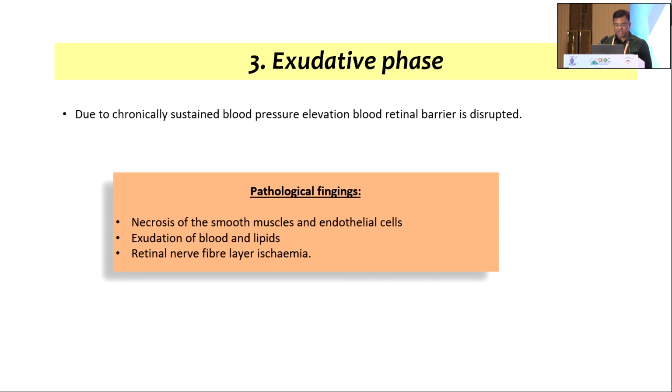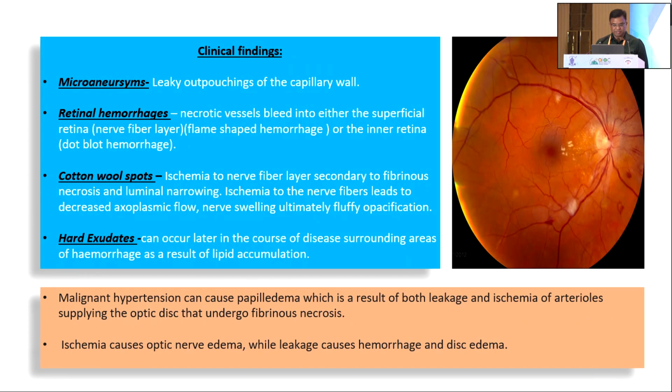Then we have the exudative phase, which occurs due to chronically sustained blood pressure elevation, in which the blood-retinal barrier is disrupted. The pathological findings include necrosis of the smooth muscle and endothelial cells, exudation of blood and lipid, and retinal nerve fiber ischemia. So the clinical findings include microaneurysms, retinal hemorrhages, cotton wool spots, and hard exudates. Then we have malignant hypertension that can cause papilledema, which is a result of both leakage and ischemia to the arterioles.